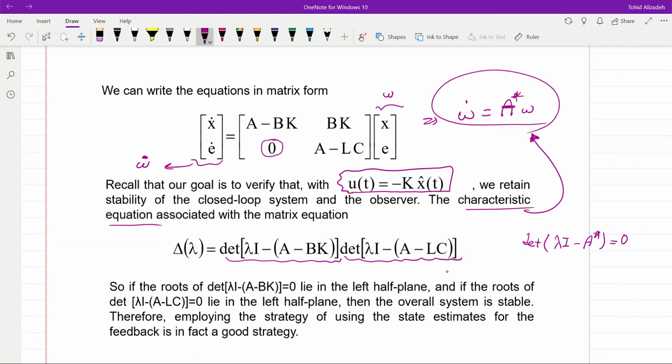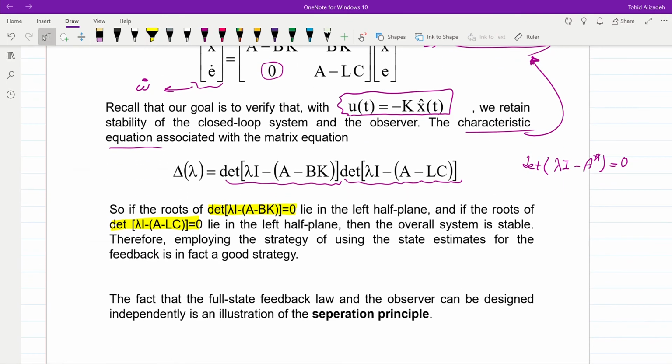And this means that if the roots of the first determinant lie in the left half plane, and if the roots of the second determinant that we have here also lie in the left half plane, then the overall system will be stable. The overall system, including the full state feedback and the observer, will become stable. And therefore, we can employ the strategy of using the state estimates for the feedback instead of the states themselves directly. And this strategy is going to work.